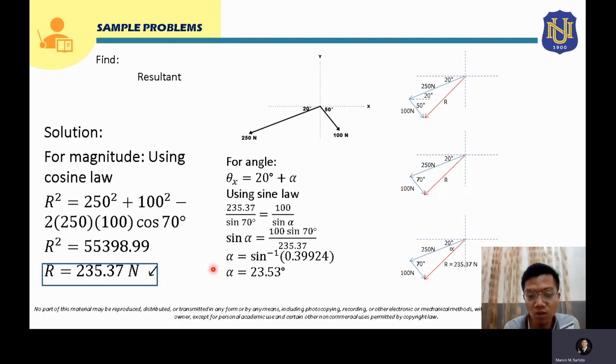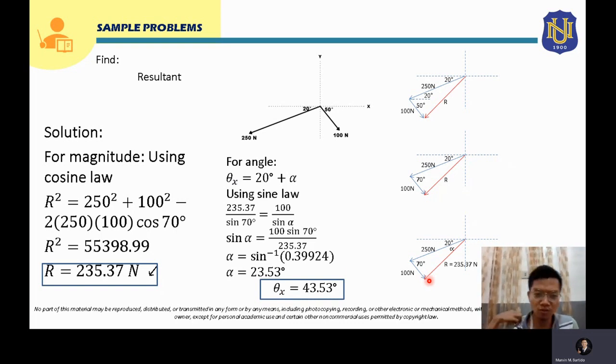So now, after solving your alpha, you can now solve the angle of the inclination of your resultant. So that will be theta x equal to 20 degrees plus alpha, which is 23.50 degrees. So that will give you 43.53 degrees. So now that will be the theta x.